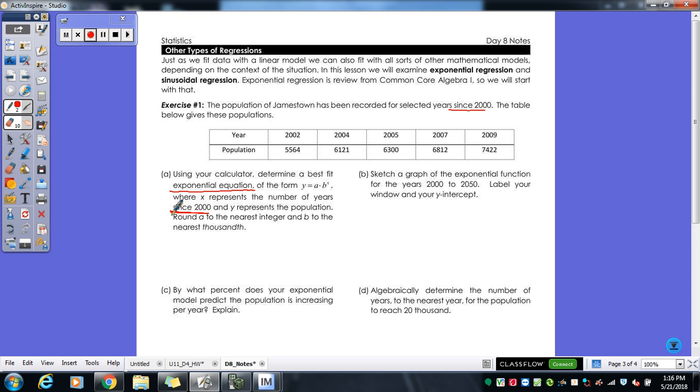Round a to the nearest integer and b to the nearest thousandth. Since it says x is the number of years since 2000, you're not going to use 2002, 2004, 2005. You're going to use 2, 4, 5, 7, and 9, because it's the years since 2000, not the actual year. So go ahead, type this in your L1, type this one in your L2, and this time you're doing an exponential regression.